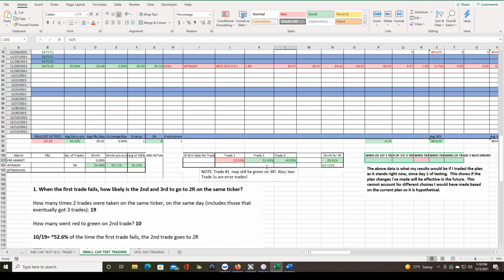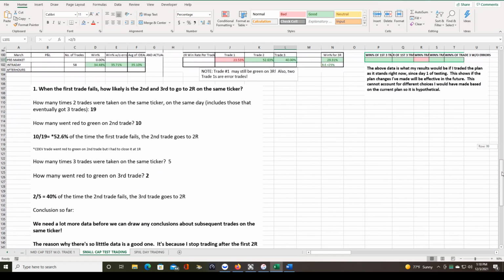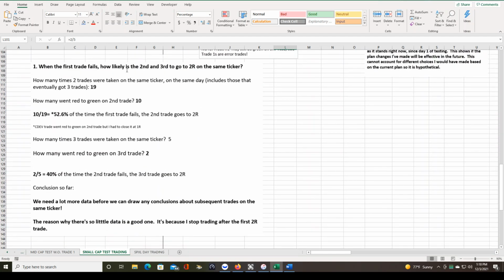In trade number 2, you can see the results are much, much better. Again, right now, break even is 33%. We're way above that on trade number 2. Trade 3 is also above that break even, but there's just not enough trades there for that to be meaningful.